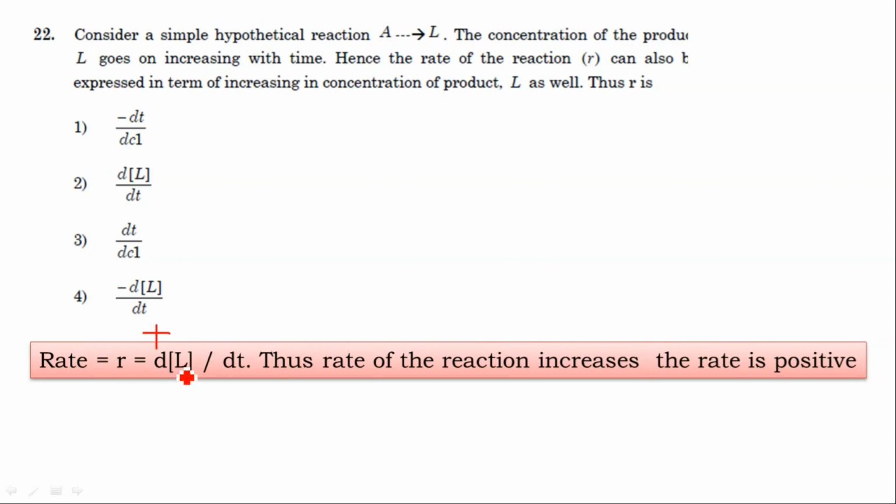So option 4 is ruled out, since it was given as negative, minus dL by dt. Option 3 is ruled out, and option 1 is also ruled out because of the negative charge. So option 2 is correct, dL by dt. Thus the rate of the reaction increases, the rate is positive. Okay, next question.